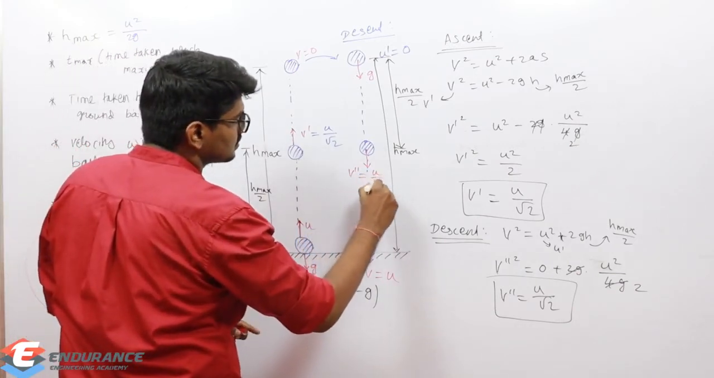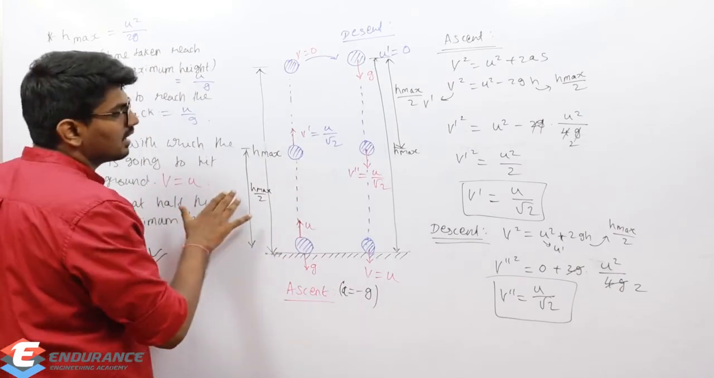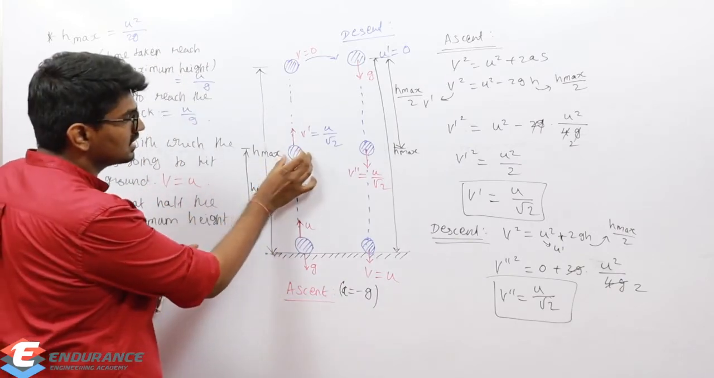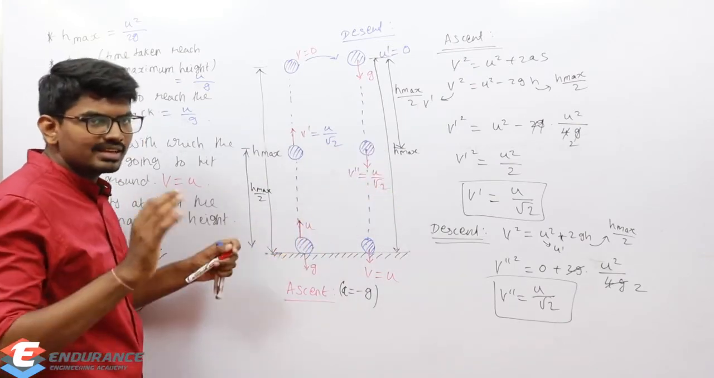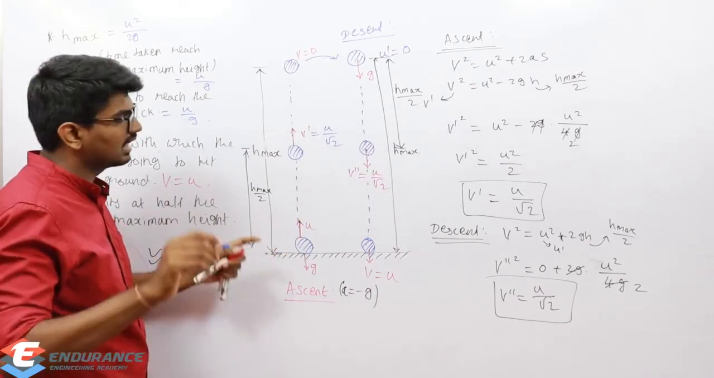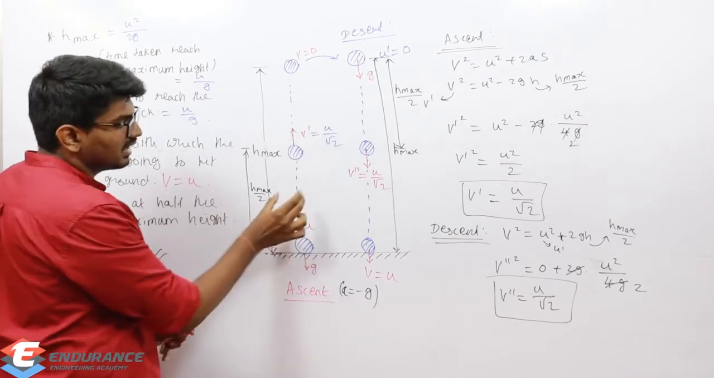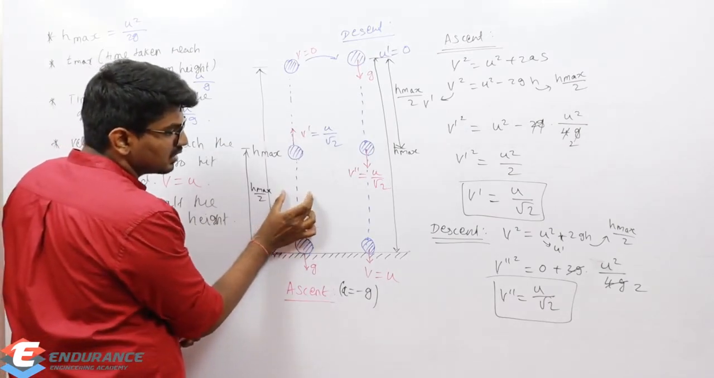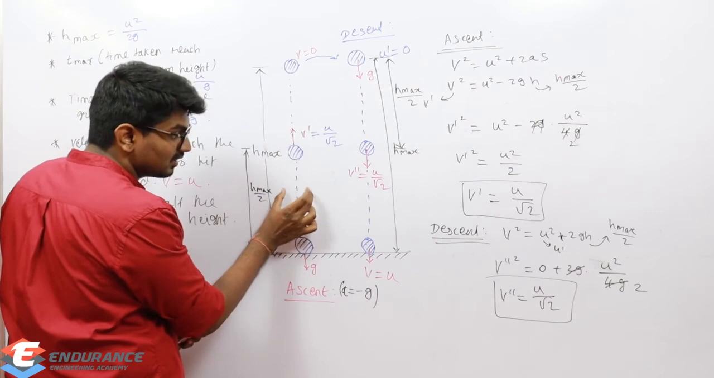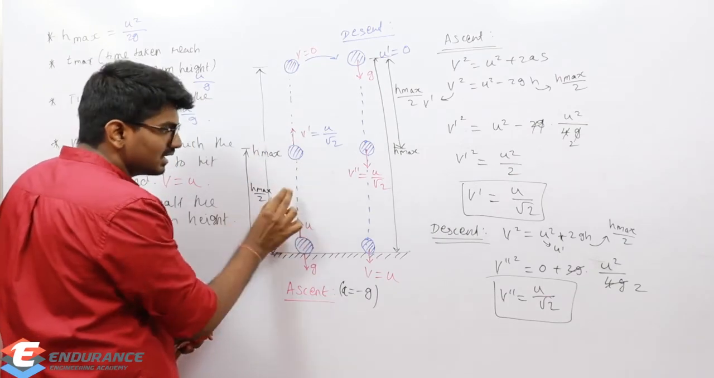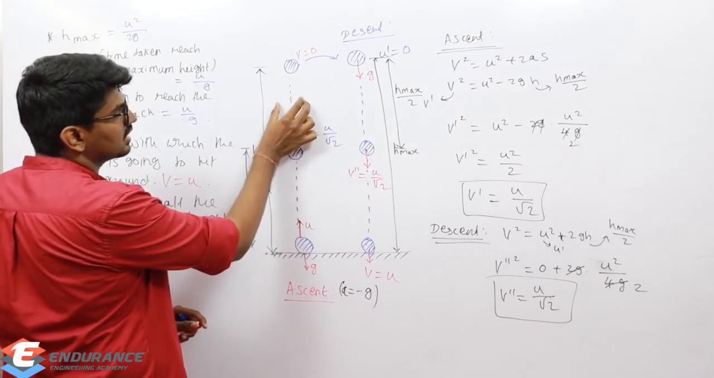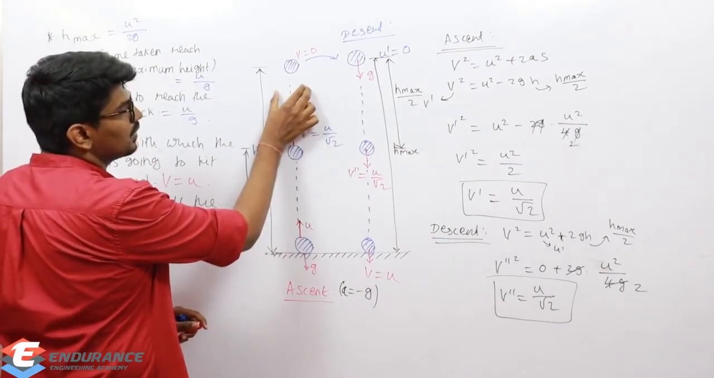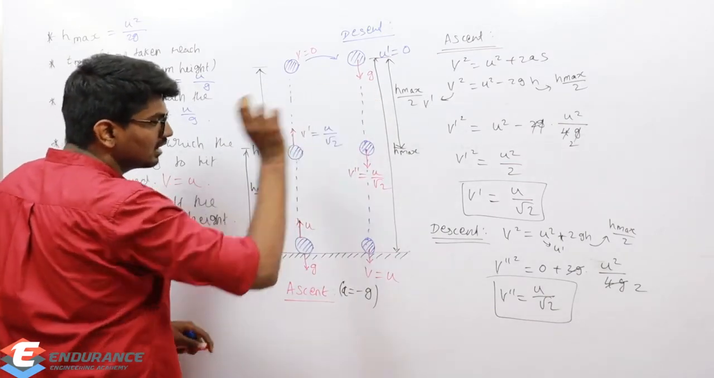which means at the half mark, whatever velocity it has while going up, the same velocity it will also have while coming down. It is not only at the halfway mark, at each and every point you take. If I take the velocity of the ball at this point, whatever the velocity with which it is moving up, the same velocity it will be moving down here. And similarly, if I take a ball here, whatever the velocity with which it is moving up, the same velocity it will be moving down.